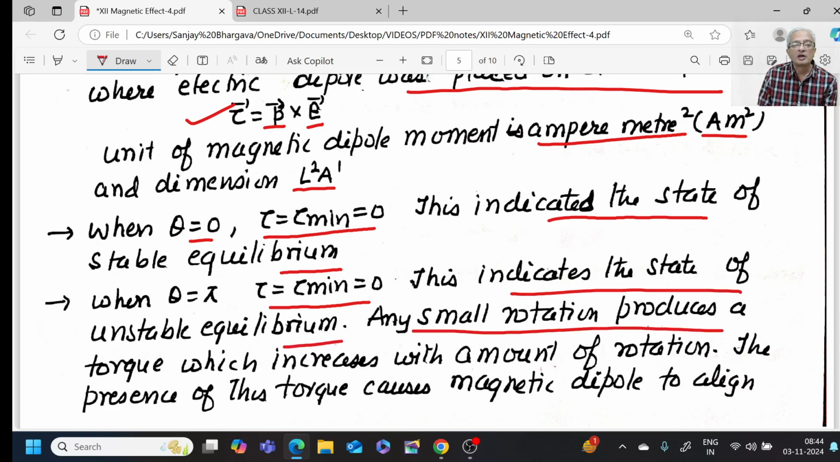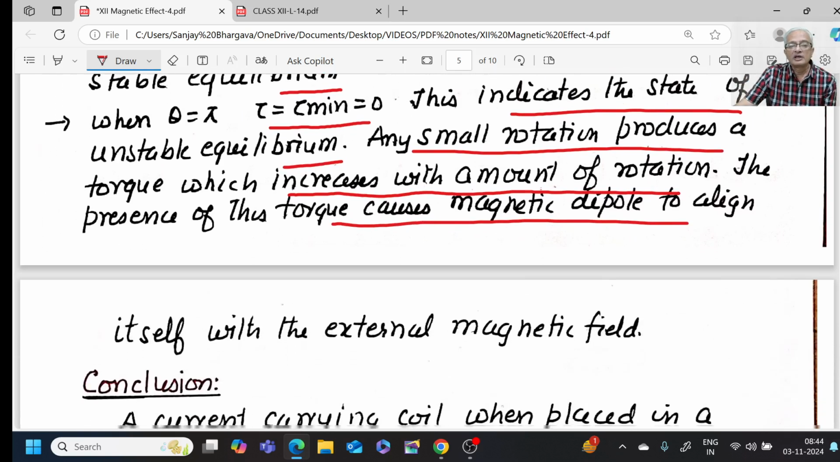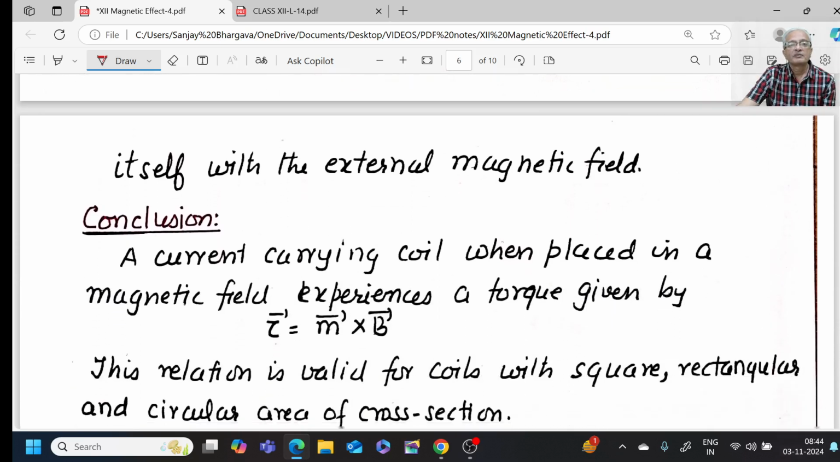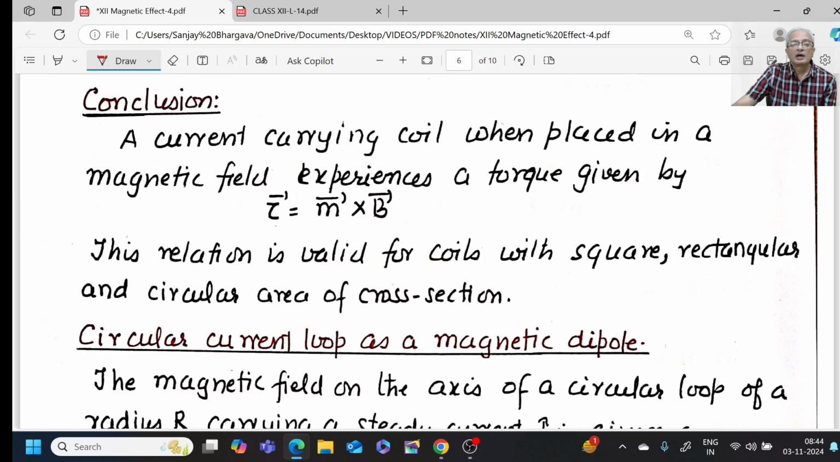Any small rotation produces a torque which increases with the amount of rotation. The presence of this torque causes the magnetic dipole to align itself with the external magnetic field. A same situation as that was encountered by us in case of electric dipole. So what conclusion can we draw from it? The conclusion says a current carrying coil when placed in a magnetic field experiences a torque given by M cross B.